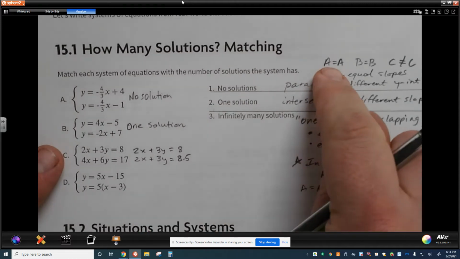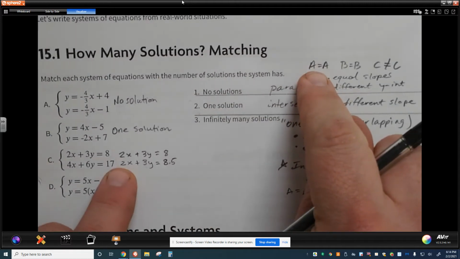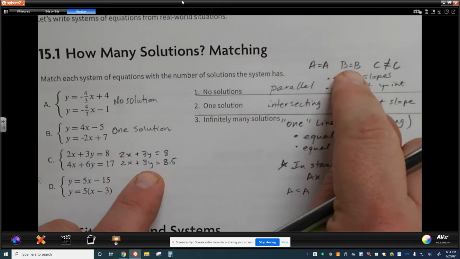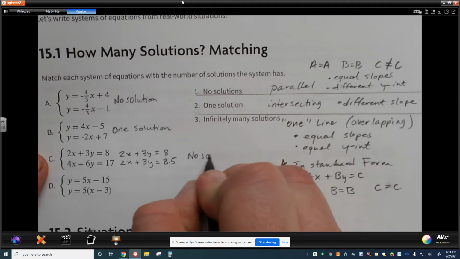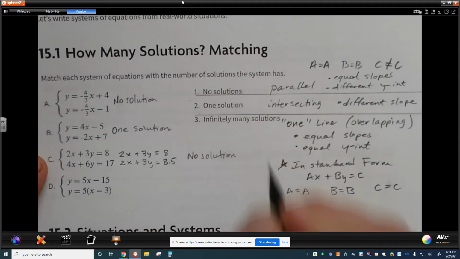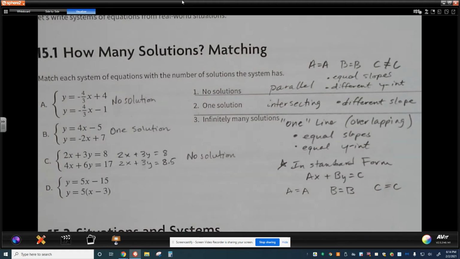I see that the A terms are equal in the 2. The B terms are equal, but the C terms are not. This tells me that I have no solution. The slopes of these two lines will be equal, but the y-intercepts will not.